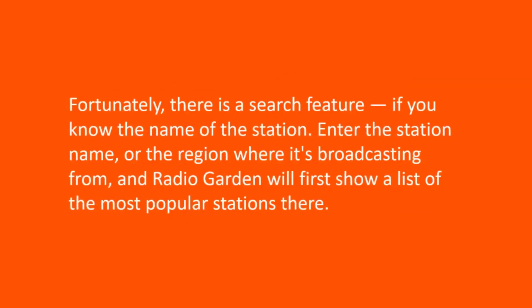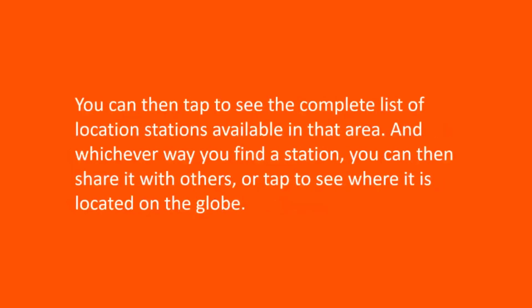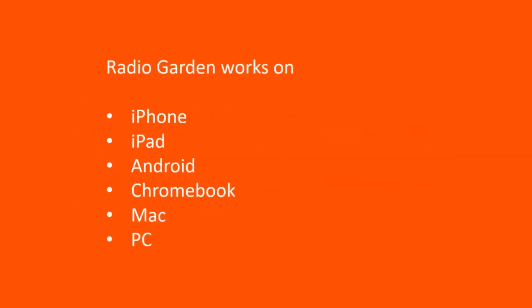Fortunately, there is a search feature. If you know the name of the station, enter the station name or the region where it's broadcasting from, and Radio Garden will first show a list of the most popular stations there. You can then tap to see the complete list of location stations available in that area. And whichever way you find a station, you can then share it with others or tap to see where it is located on the globe.